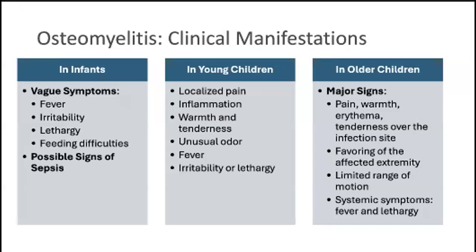In our older children, we're going to start to see more specific things because they can articulate it better. They're going to have pain over the infected site that they can tell you about. They're going to be favoring or guarding, with limited range of motion, tenderness, and erythema. And then we want to look for those systemic symptoms again of fever and lethargy. It's really important for us to note if they're having radiating pain into a nearby joint. That could indicate that they also have septic arthritis, which requires immediate intervention.